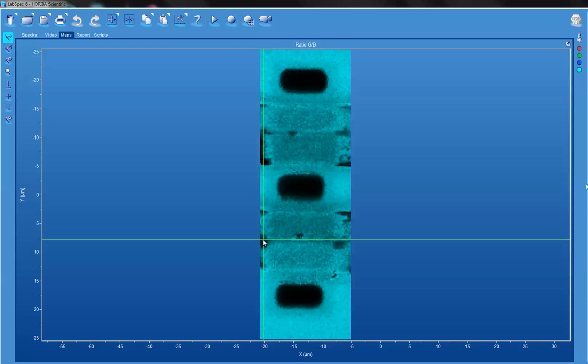So I hope this has been helpful to you in getting some insight into how you can use the high spectral and spatial resolution of micro-Raman spectroscopy to spatially resolve heterogeneity in solid-state structure, particularly ion implantation, strain, and domain size.